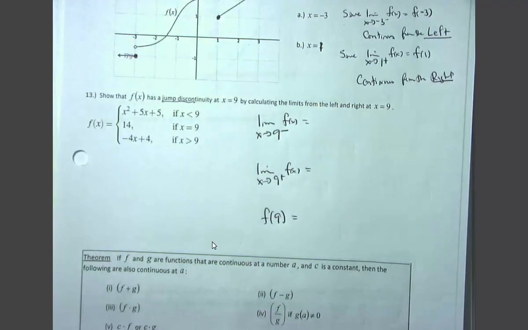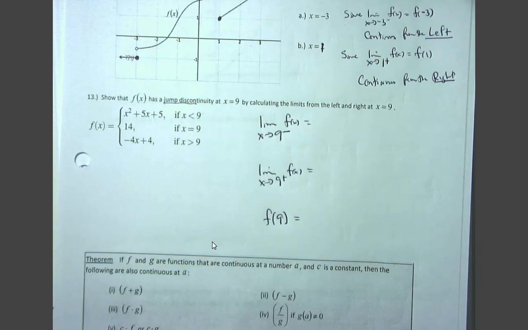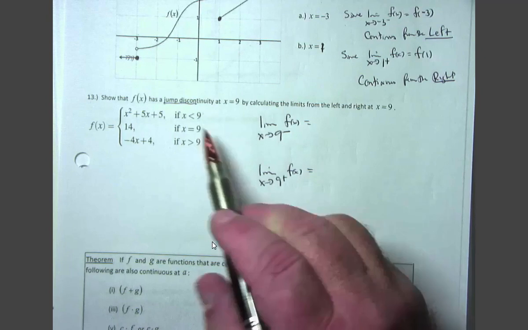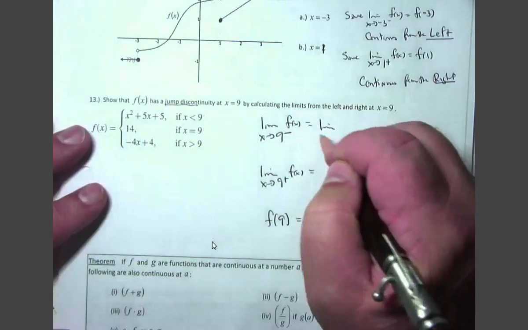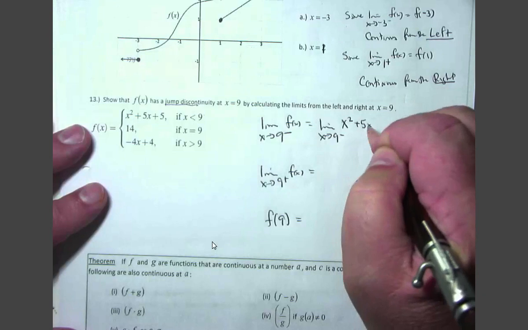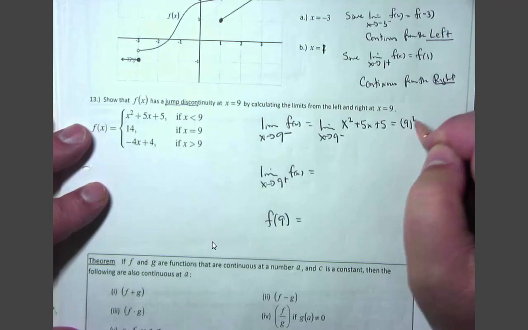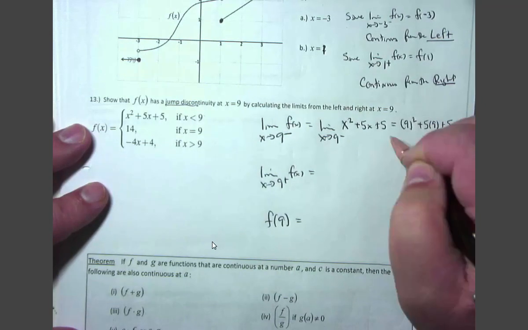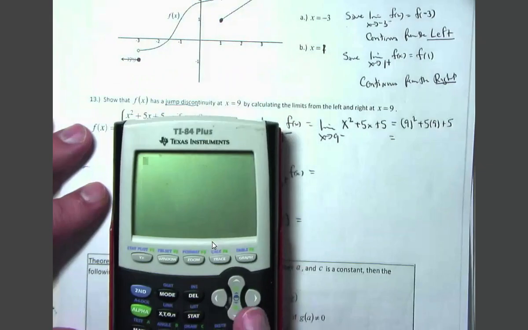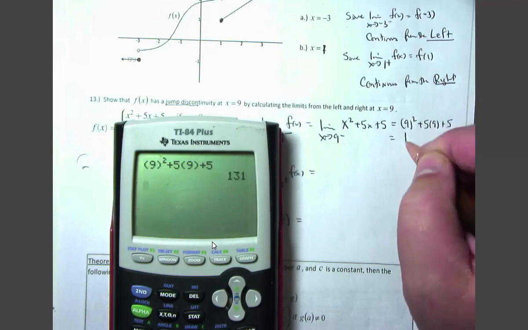So, to take the limit as x approaches 9 from the left, which piece of my piecewise function do I get to use? Top, medium, or bottom? Top. 9 from the left means I'm slightly less than 9. Since I'm less than 9, I use this function here. So this will be the limit, notice the proper notation here, as x approaches 9 from the left of x squared plus 5x plus 5. And what's your first rule of limits? Plug it in. That'll be 9 squared plus 5 times 9 plus 5. Let's see here. 9 squared plus 5 times 9 plus 5. 131? Yep, there it is. 131.